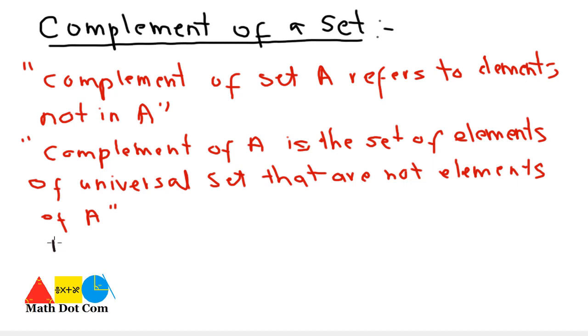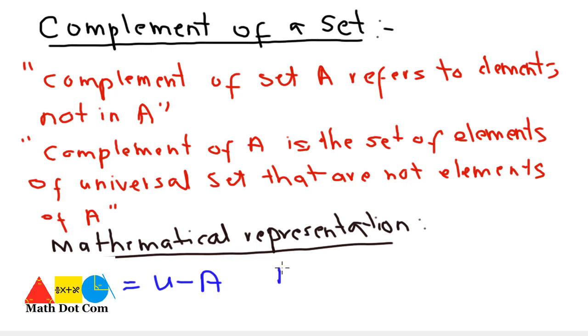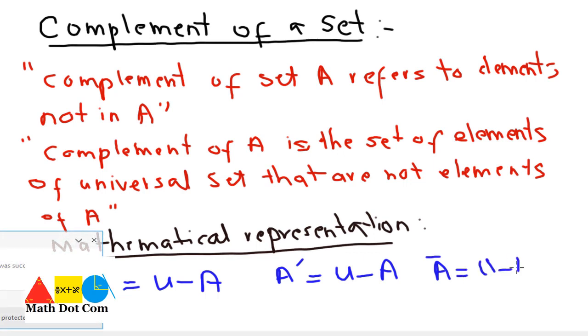Now we'll see its representation. Mathematical representation is how you can represent it mathematically. A complement is equal to U minus A. It is also written as A dash is equal to U minus A. It is also written as A bar is equal to U minus A. These are the different ways of writing at various places.